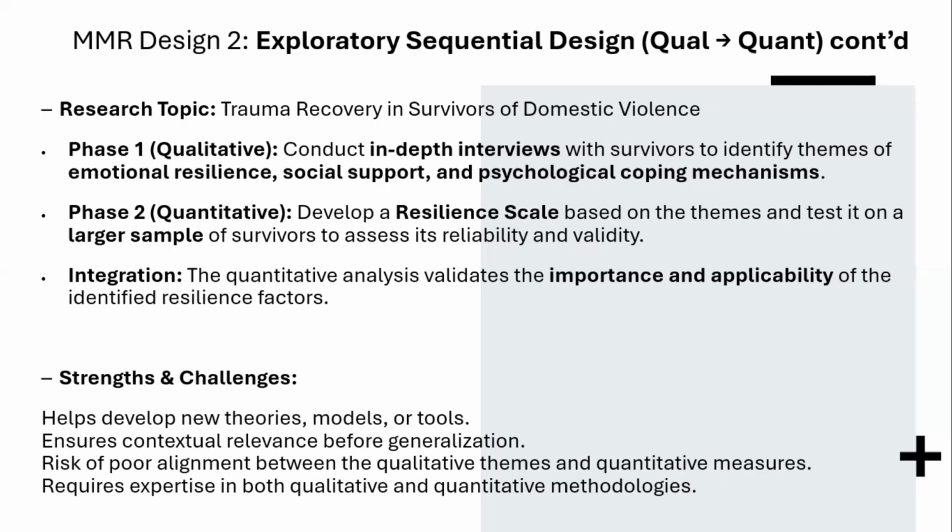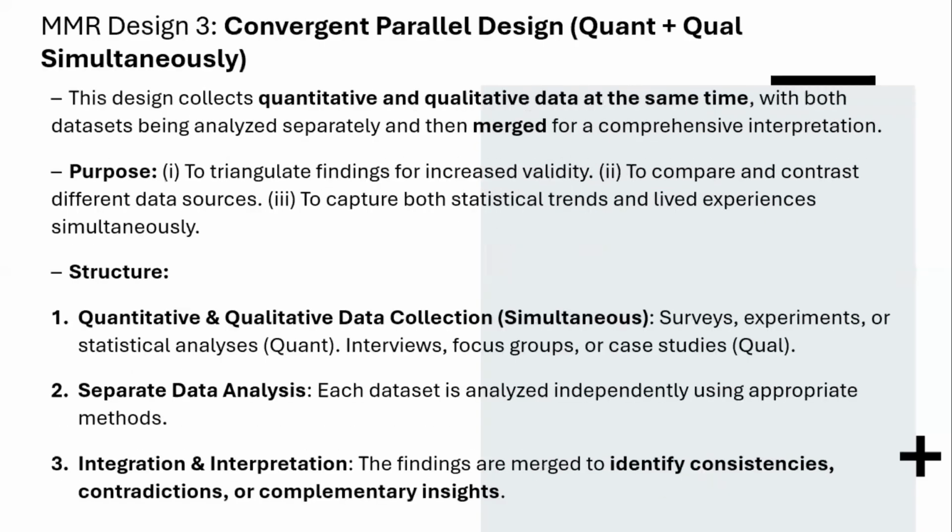All right. So the next design is the convergent parallel design. This is where you are collecting both data at the same time. In the sequential, you do one before the other. In the convergent, you are collecting data at the same time. Here you collect the quantitative data and qualitative data at the same time. You analyze them separately, and then you merge them to answer your research question.